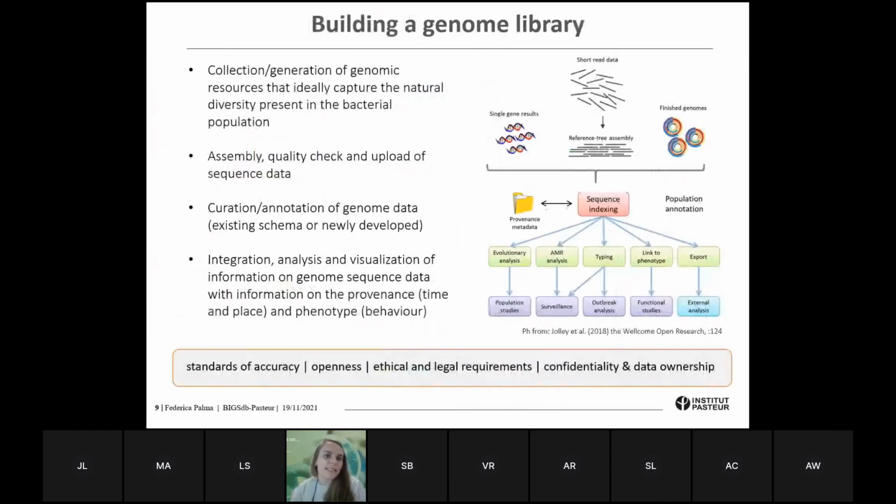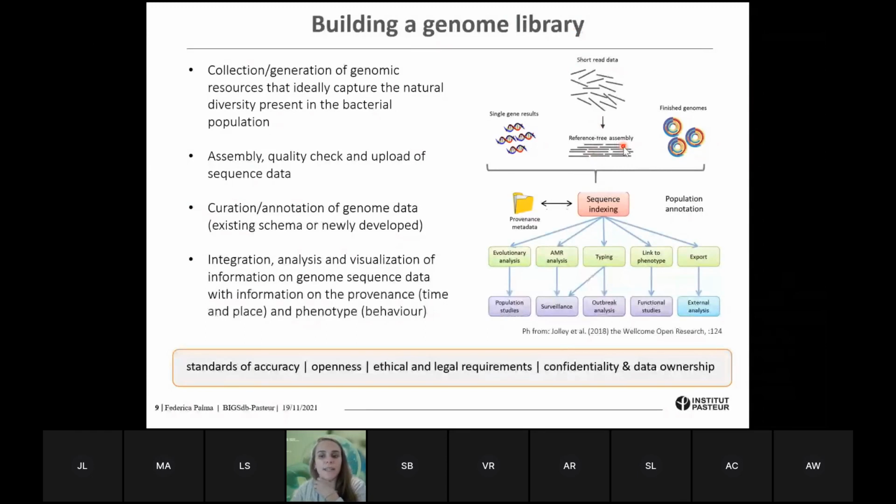But how do we build this genomic library? We need to collect genomic resources that, as we saw, are largely available today, or we may need to generate new ones, ideally capturing all the natural diversity that can be present in a bacterial species in a population. And when paired-end read sequencing strategies are employed, high quality bacterial genomes can be assembled.